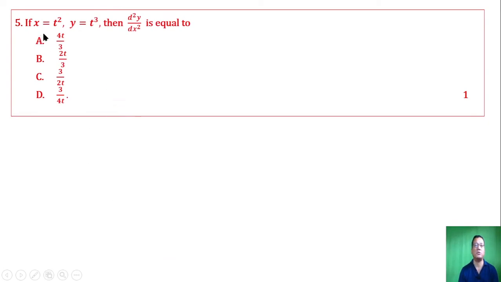If x equal to t square, y equal to t cube, then d square y by dx square is equal to... This is a parametrically defined function. First dy by dx, which we get using the formula for a parametric function: 3 t square over 2 t, which gives 3 by 2 times t.